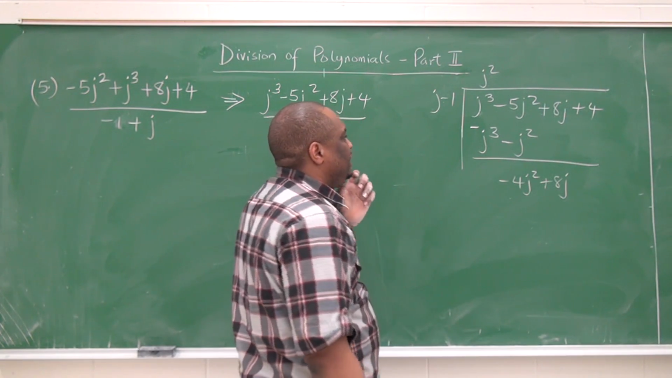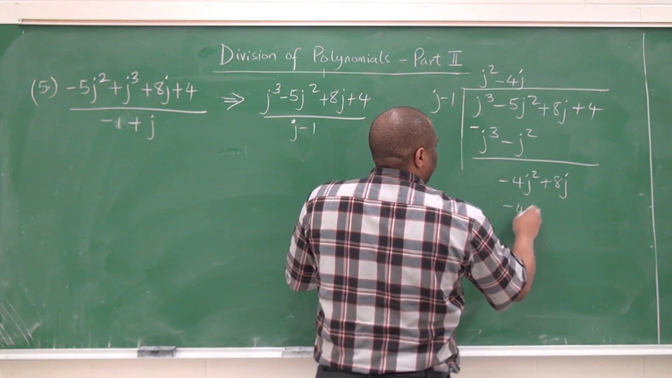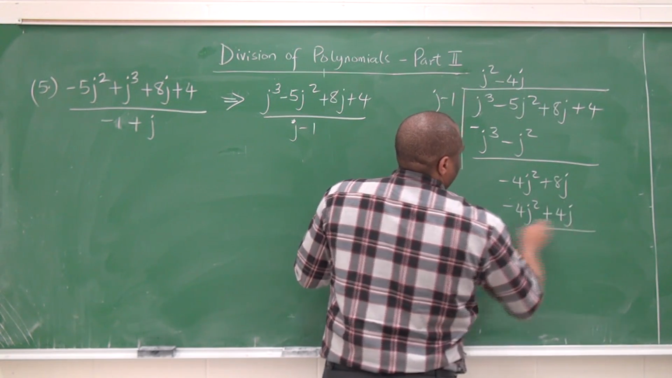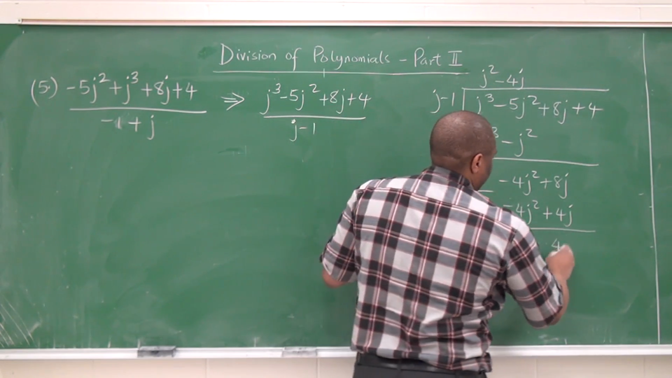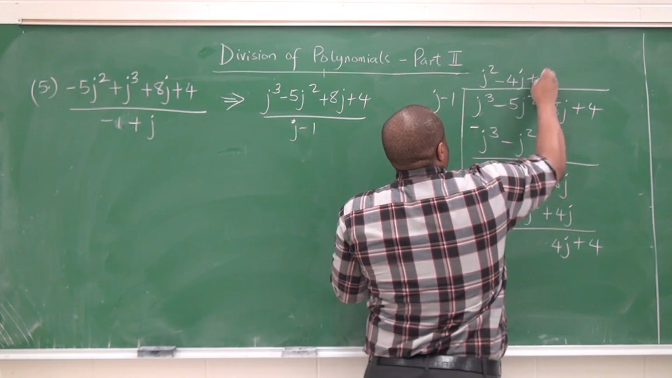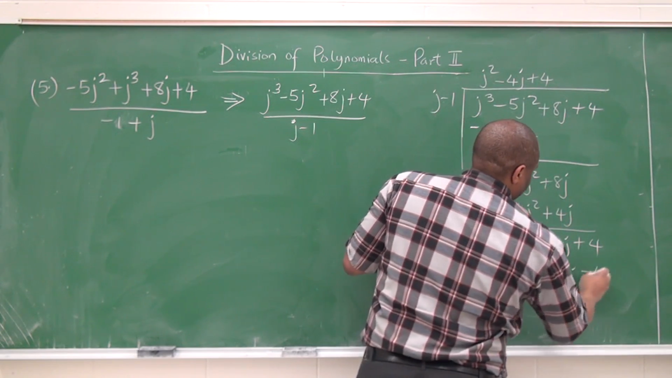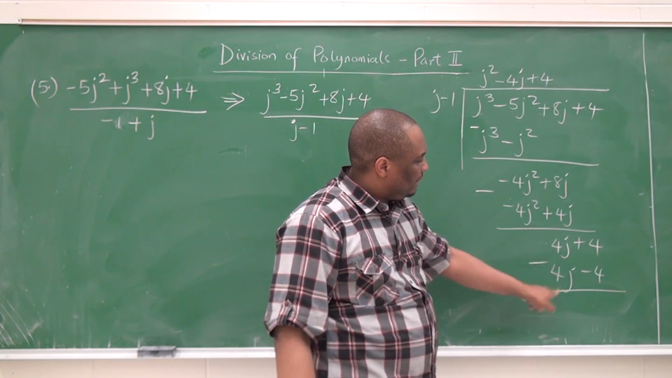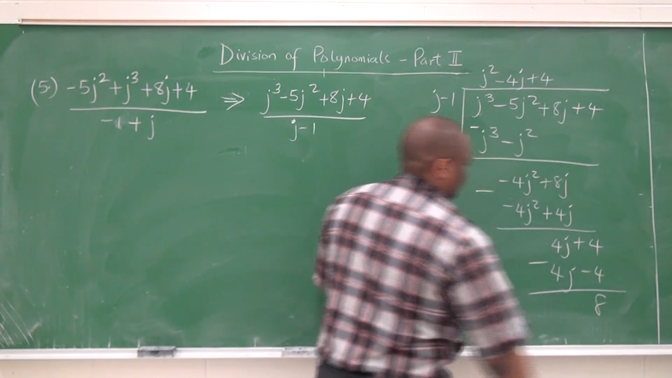-4j squared divided by j is -4j. -4j times j is -4j squared. -4j times -1 is plus 4j. And then I subtract. This goes. 8 minus 4 is 4j. And then I bring down plus 4. 4j divided by j is plus 4. 4 times j is 4j. 4 times -1 is -4. I subtract. So here, 4j minus 4j is 0. 4 minus minus 4 is 4 plus 4, which is 8.